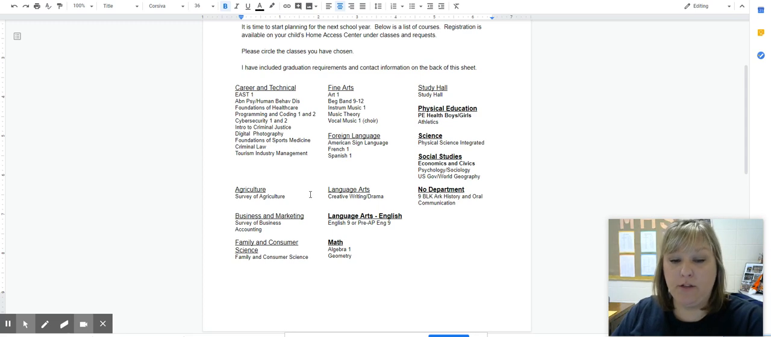On your paper, 9th graders, I have highlighted the categories that you must take. Okay, so you must register for English, either English 9 or Pre-AP English 9. You must register for Algebra 1 in math. Now, if you took Algebra 1 as an 8th grader, then you can register for geometry. You must register for this PE and health.